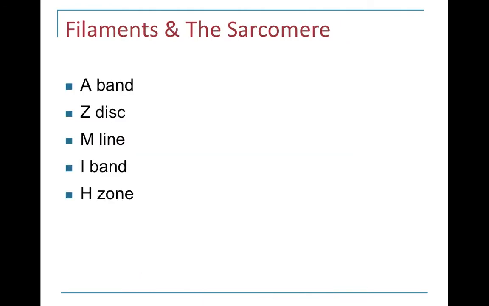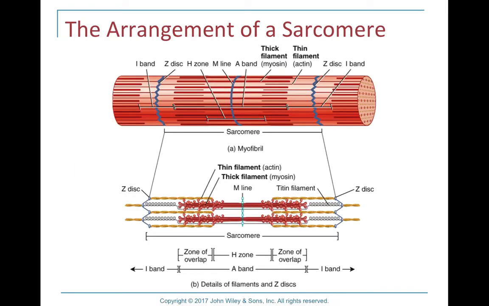Next, we have our filaments and the sarcomere. The sarcomere is going to be the individual unit of filaments. And so we have an A band, Z disc, M line, H zone, and I band. So here we're showing them.